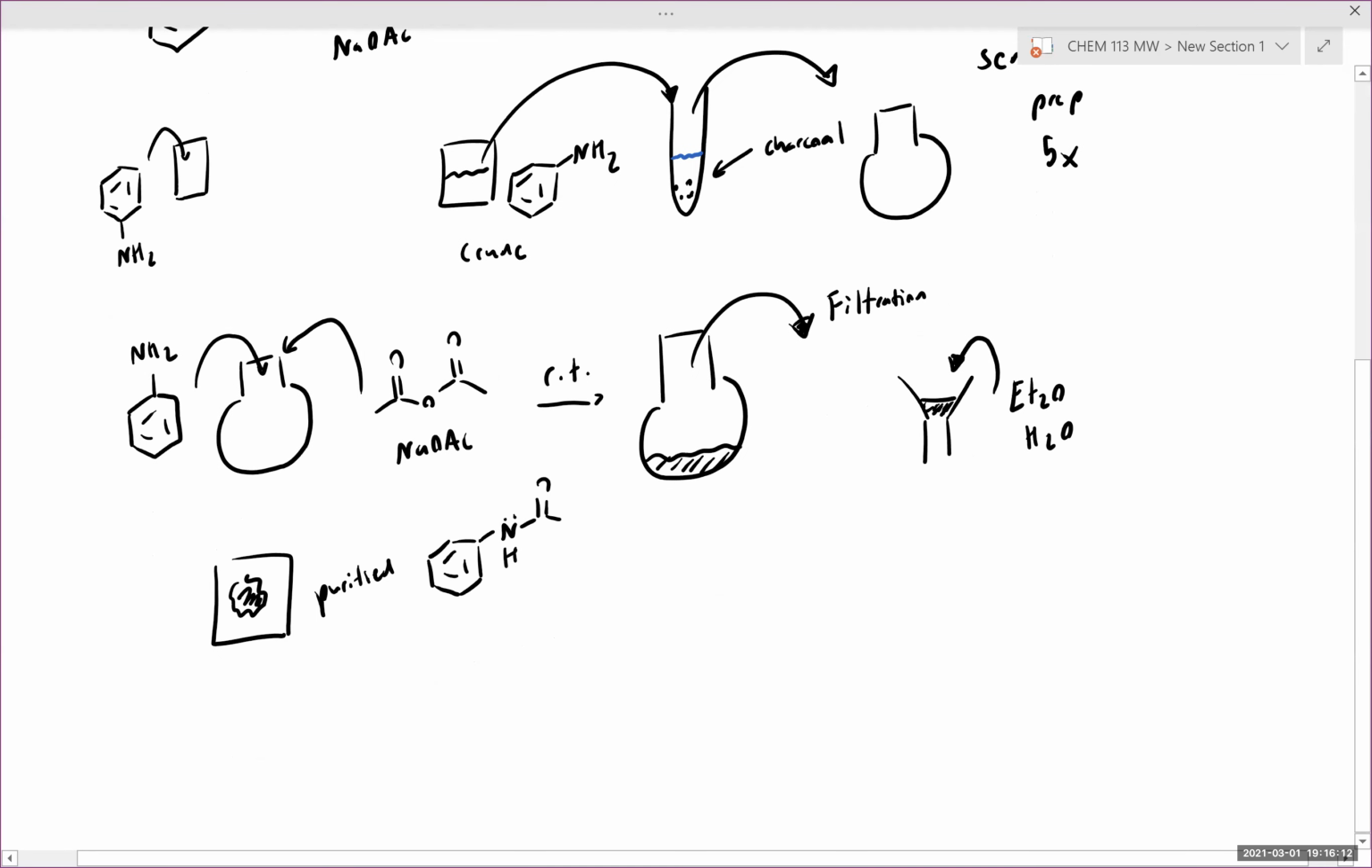So once we've purified our acetanilide, we're going to collect a few things. First, we're going to collect the melting point. Just like before, you're going to look at the percent error compared to the literature value, and you're going to talk about the melting point range. If the range is less than 1 degree Celsius, that's an indication of purity.